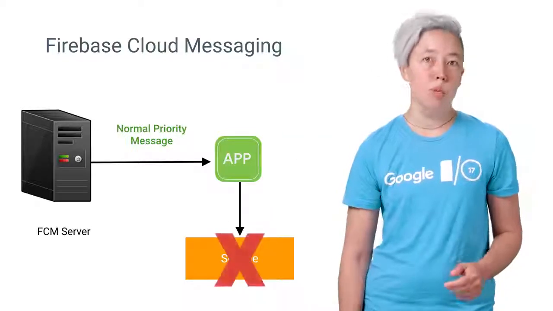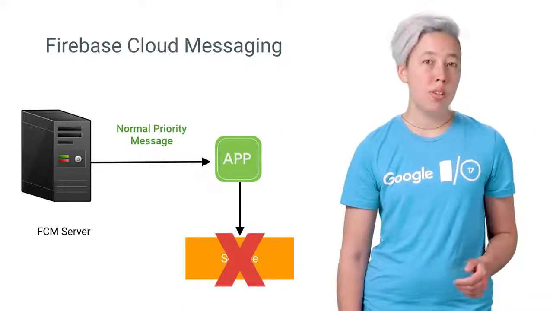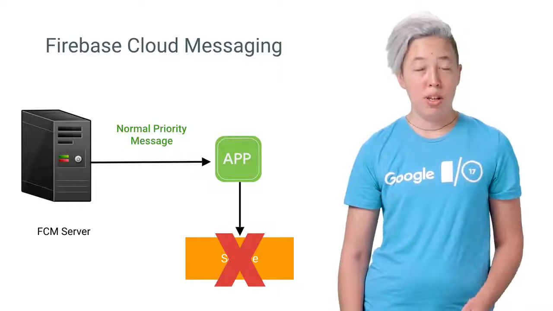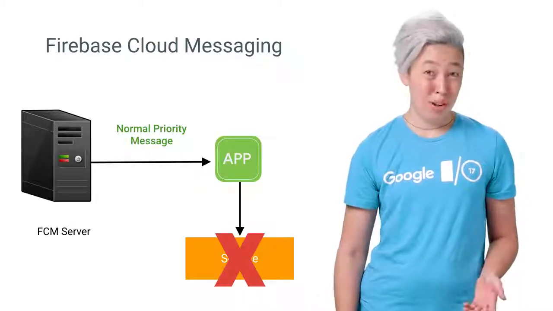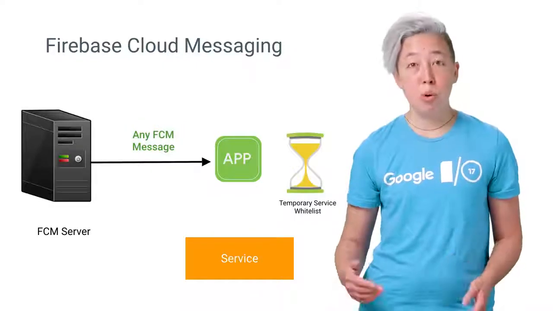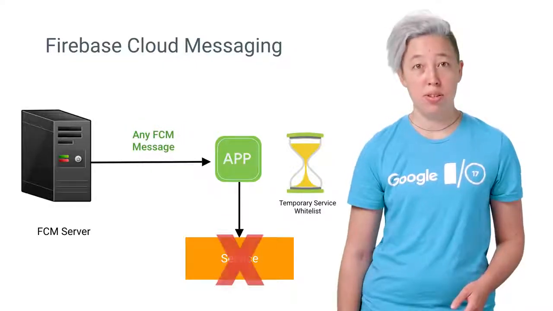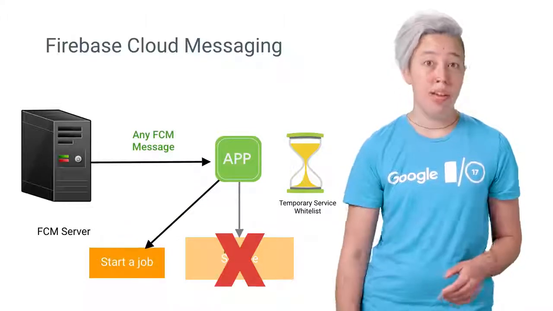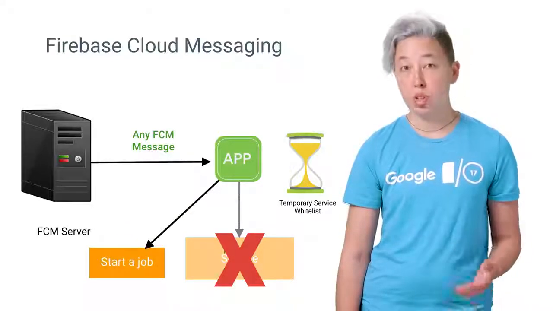Now, if it's a normal priority FCM message, the message is delivered when a user turns the device screen on or during the doze maintenance window. You are not whitelisted to start services, though. So if your app receives both high and normal priority messages, one approach is to try starting the service, and if for any reason that fails, have a fallback such as starting a job.